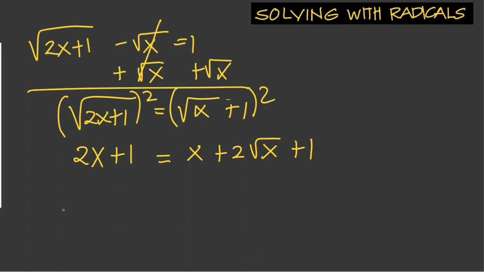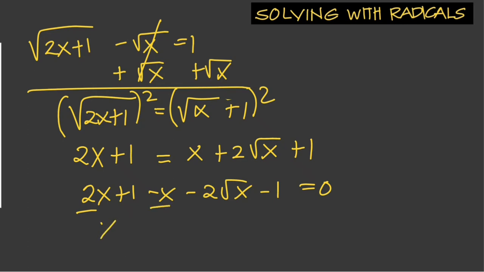And then we group like terms, or we can move everything to the left or the right, either way. Okay, so that is 2x plus 1 minus x minus 2 square root of x minus 1 equals 0. So this one goes with this. That is x. 1 minus 1 is 0, minus 2 square root of x equals 0. And now we can move negative 2 square root of x to the right. So this would become x equals 2 square root of x.